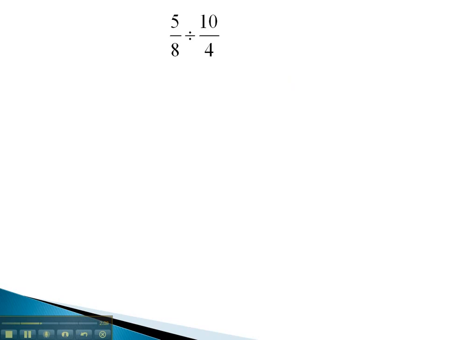This problem is a division problem. Division has one extra step at the beginning where we have to flip the second fraction and multiply. This makes the problem 5/8 times 4 over 10. Now we can multiply it just like we multiplied the previous problem, by finding common factors that we can reduce.